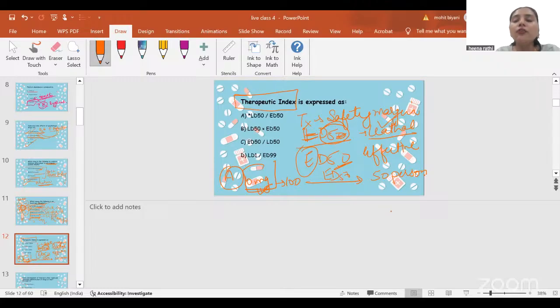of the drug. If the therapeutic index is low, it means the drug is not safe for the person. They can produce any kind of toxicity in the person. If the therapeutic index is high, it means this drug is safer. Chances of the toxicity are lesser.